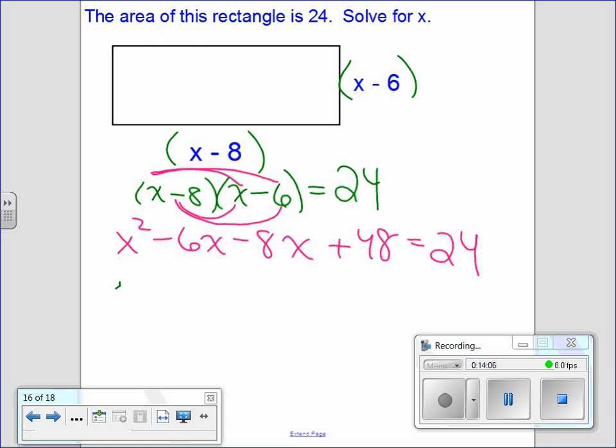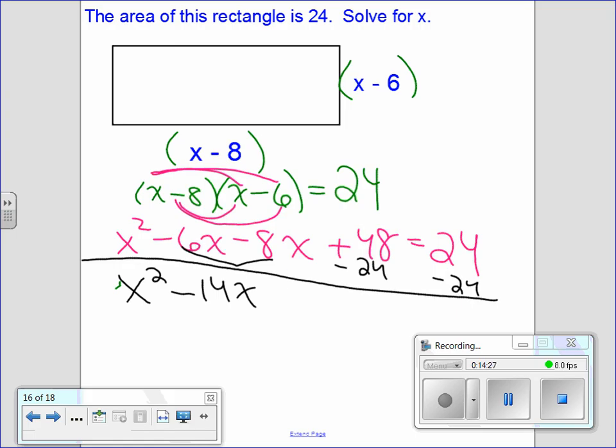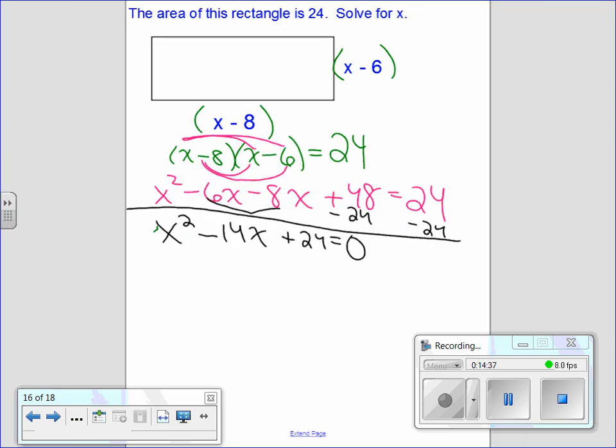Alright, got a couple jobs here for you to do. You have to add these like terms together, but you also have to get the 24 over to the left-hand side. Because if we're going to be using our factoring and our solving techniques, we have to be set equal to 0. I'm going to subtract that 24 over to join 48. That will be a 24. And now we can factor it in order to solve for x. Box method or old method? The old method, old-fashioned technique.